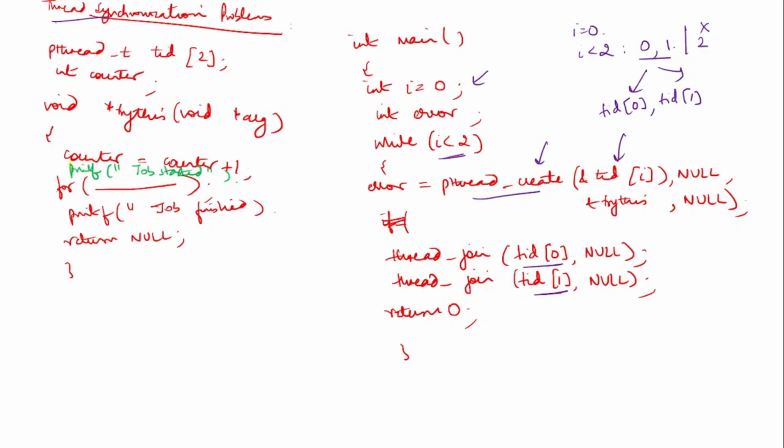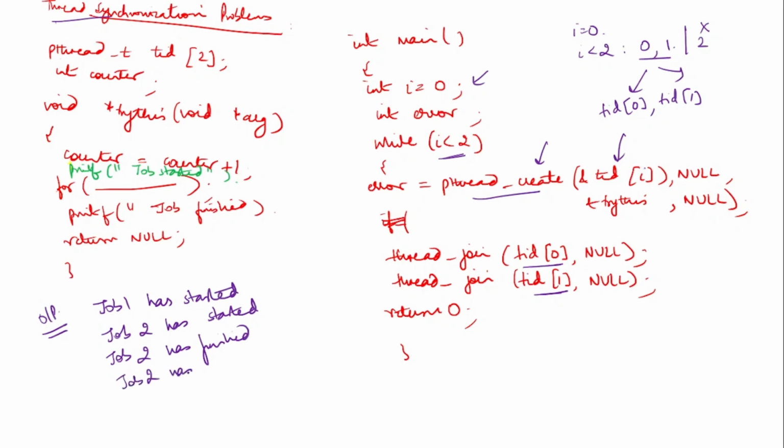Now when you run the above program, you will get the output as job 1 has started, then job 2 has started, then job 2 has finished, and then again job 2 has finished. So you are getting this output when you run this program.